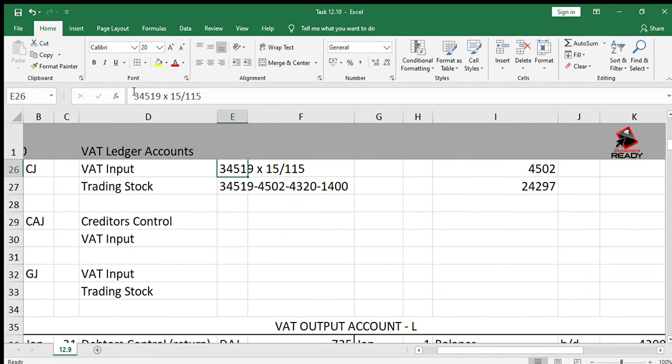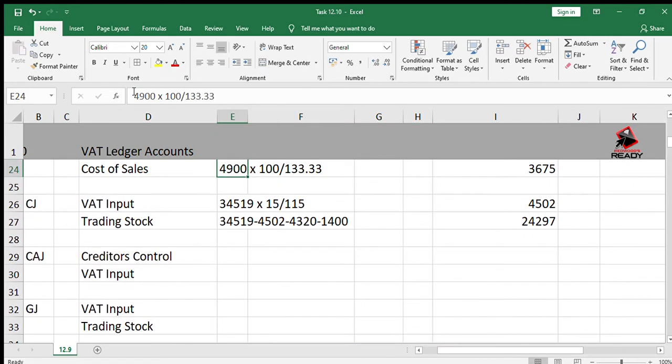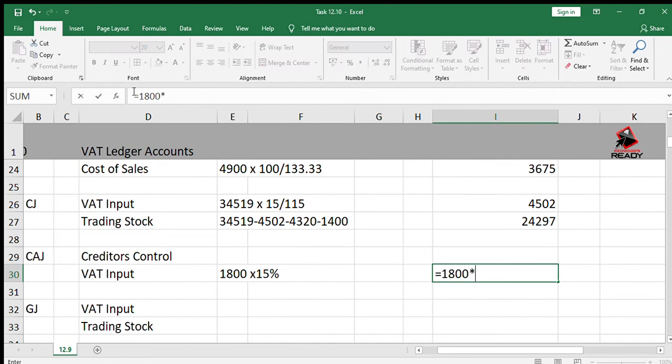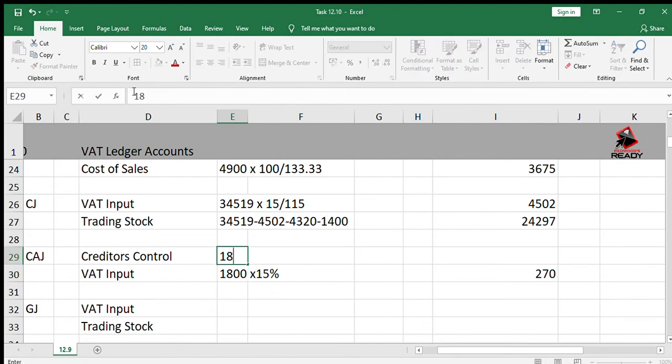Okay, the next journal is the creditors allowances journal, and there we're missing the creditors control amount and the VAT input amount. The only thing that they have returned is trading stock. So all we need to do to work out the VAT input is take the amount of trading stock, 1,800, which excludes VAT, and multiply it by 15%. So 270, and the creditors control amount will be 1,800 plus the VAT of 270.